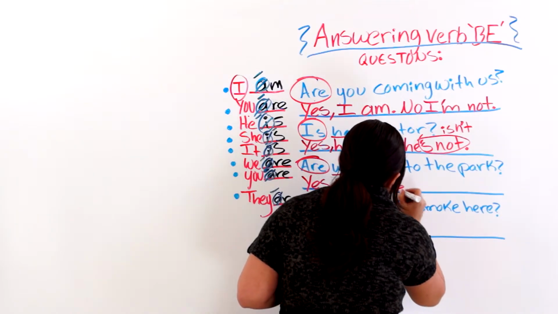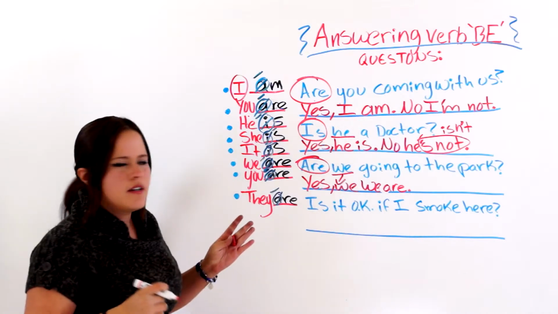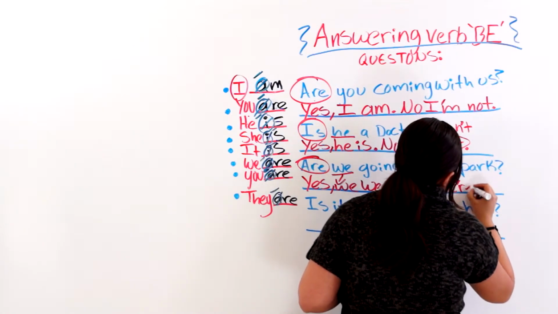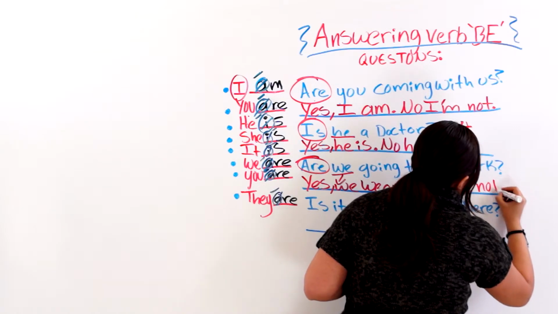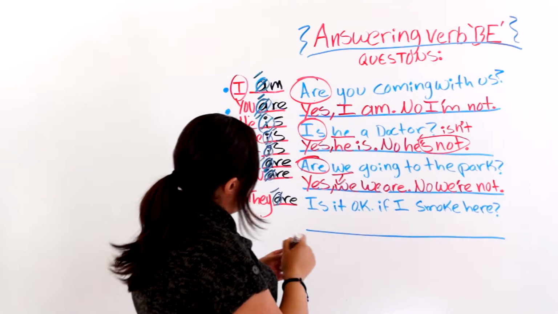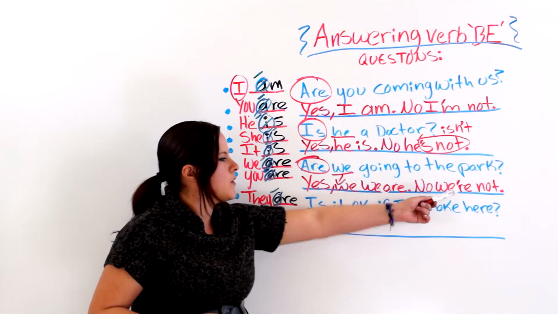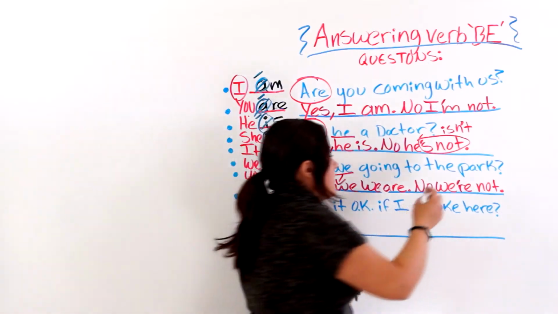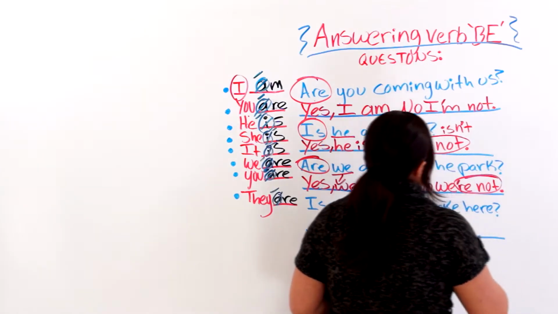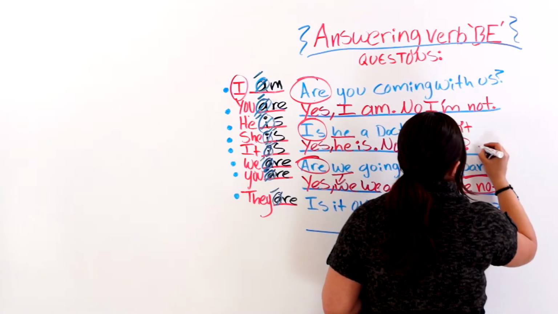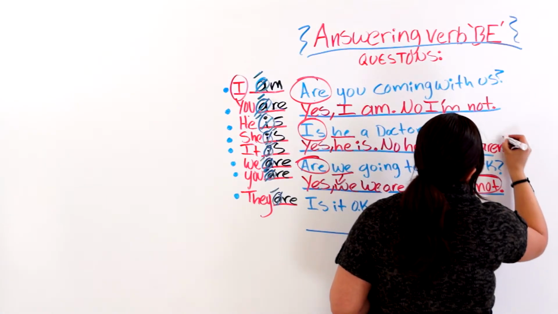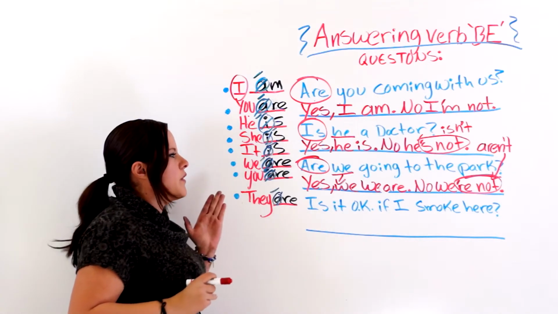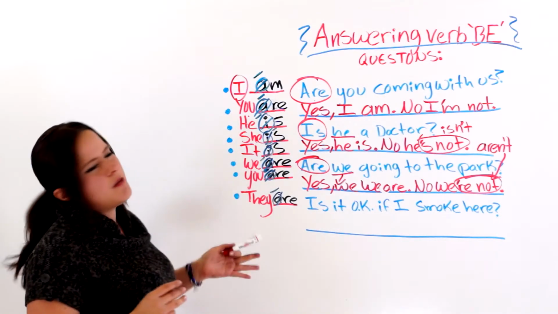Okay, yes, we are. Or you could answer negatively and say, no, we. You can contract it this time because you have more, the complement of the sentence, right? Yes, we are. You cannot say, yes, we're, okay? Oh, no, we're not, okay? Or no, we aren't. Instead of putting this here, you could simply go ahead and do this. No, we, let me see where I can write it here. Aren't, okay? That's how you contract it. Yes, we are, no, we're not, or no, we aren't. Okay, this is how you answer common verb be questions.